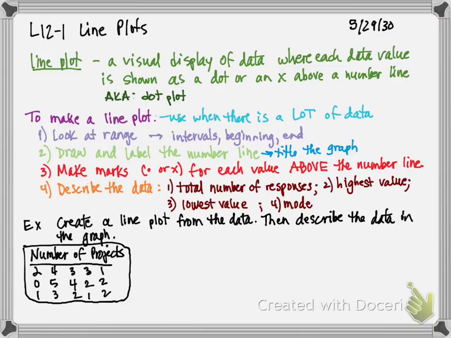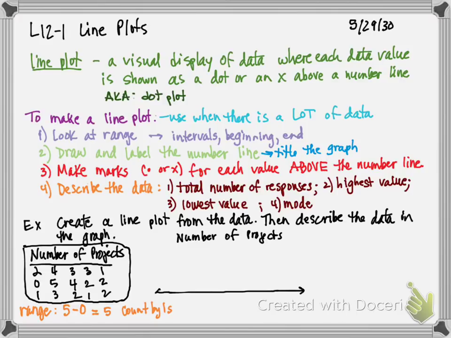Okay. So first thing we want to do is figure out the range. Our greatest value appears to be 5, and our least value appears to be 0. So our range is 5. So that tells us we're going to count by ones. Very small. So over here, we're going to write our graph, number of projects. We're going to draw a number line down here. We're going to start with 0, 1, 2, 3, 4, 5.